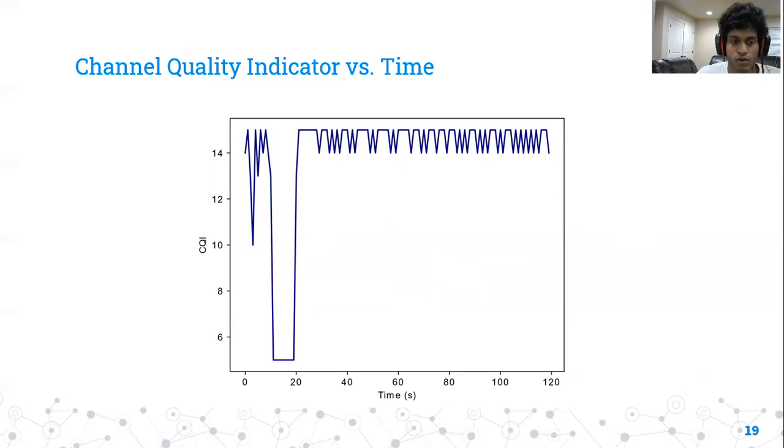And then we have this small gap between the 10 and 20-second mark, which illustrates the time to spin up this new target base station. But once the target base station is spun up and the handover succeeds, we see that the CQI is restored and it goes back to its original levels.